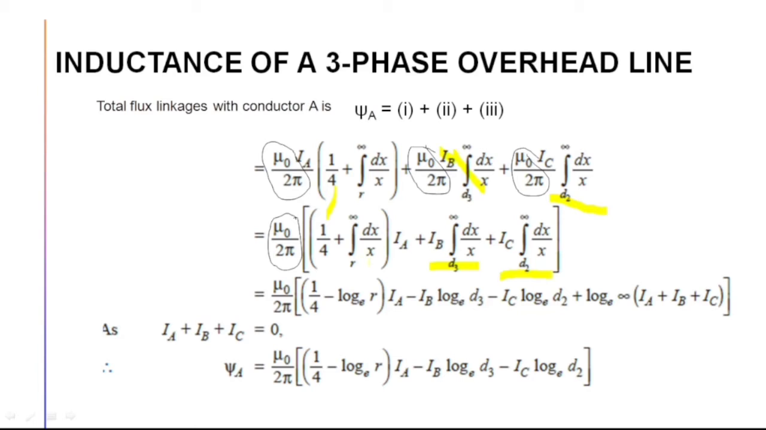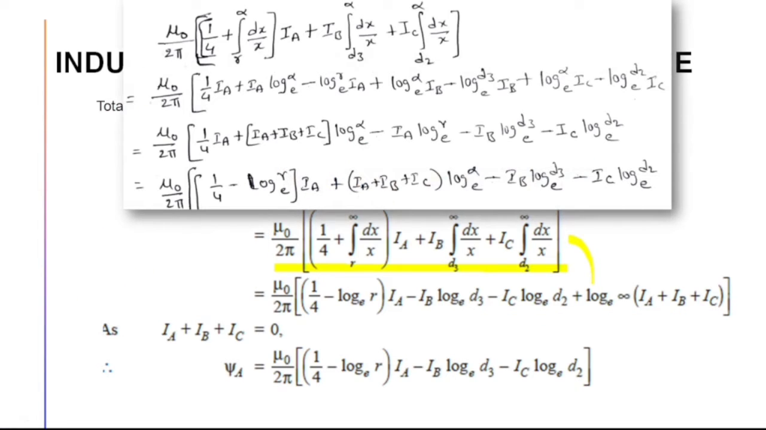Observe clearly that by applying the integral and the limits, we are getting this particular term. Observe this solution. I am writing here, the expression is the same: μ0 by 2π, μ0 by 2π, this one. By solving these expressions, you will get this particular one.